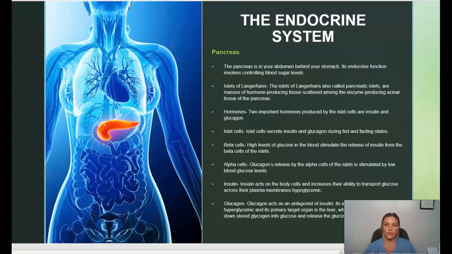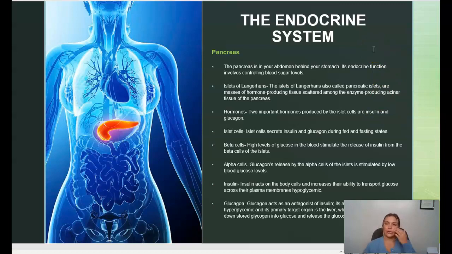So moving on to the pancreas. The pancreas is right here in your abdomen behind your stomach, and it helps to control blood sugar levels. The islets of Langerhans, also called the pancreatic islets, are masses of hormone-producing tissues scattered throughout the pancreas. Two important hormones produced by these cells are insulin and glucagon.